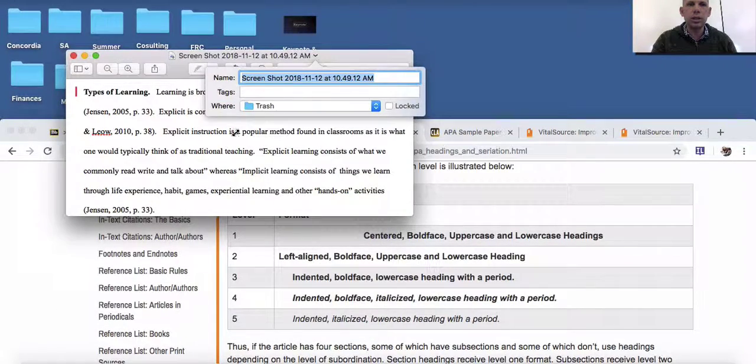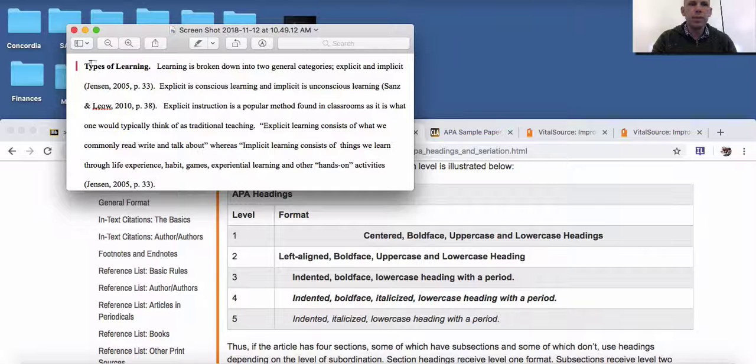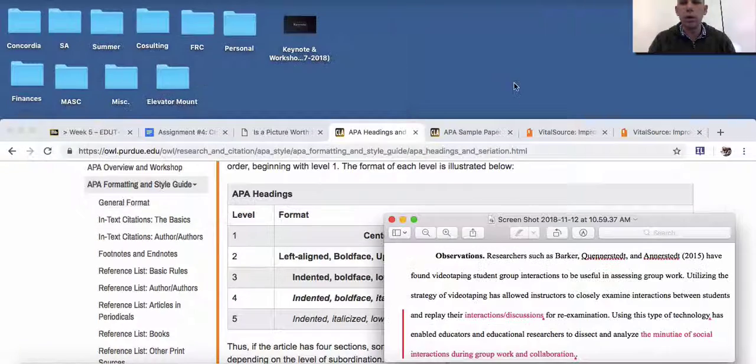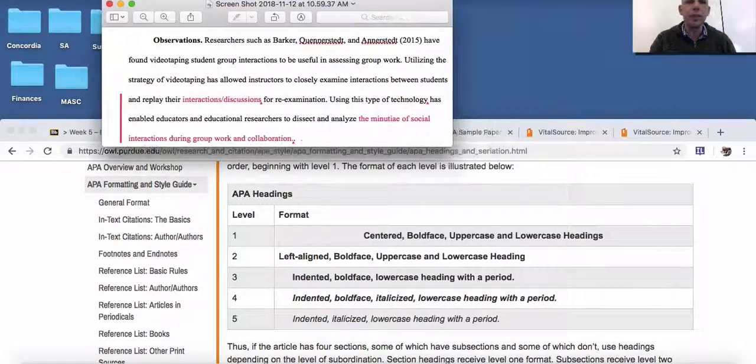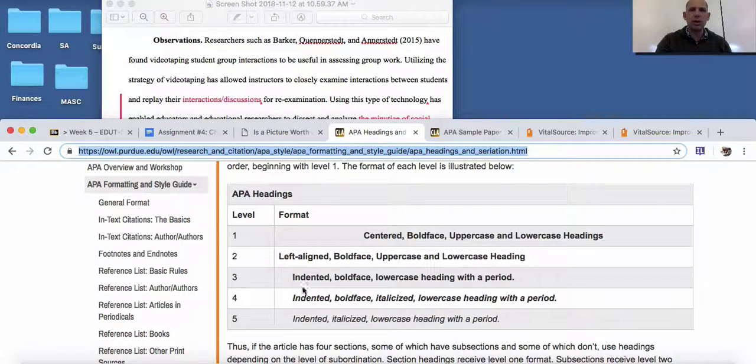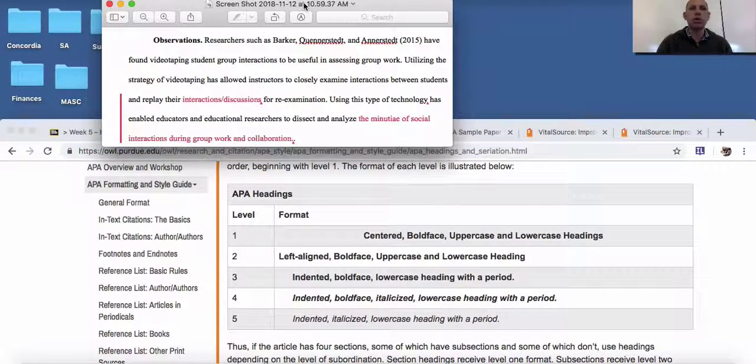As you see right here, types of learning, period, and then it begins in bold, and then it begins the paragraph right away from there. We see that again here. This one's indented, though. Okay, so if you see here, indented. So this is the correct way of doing it.